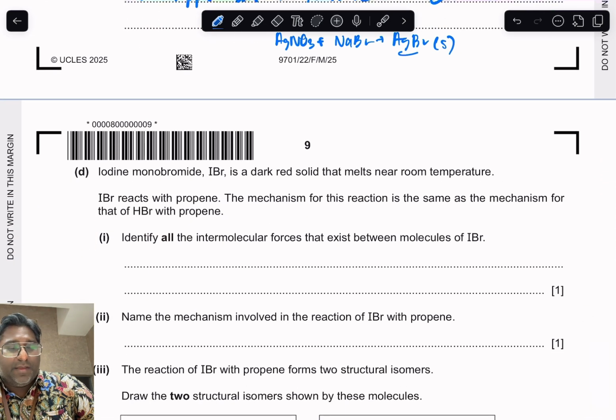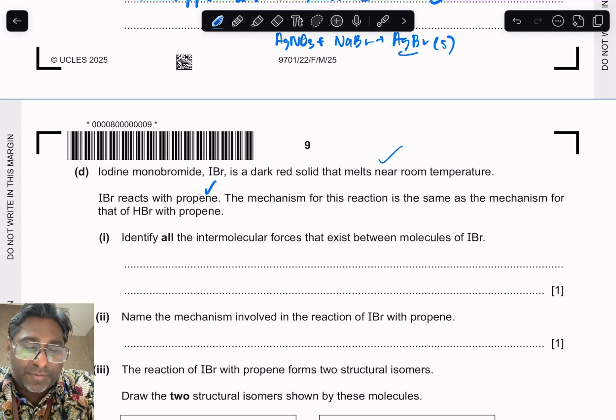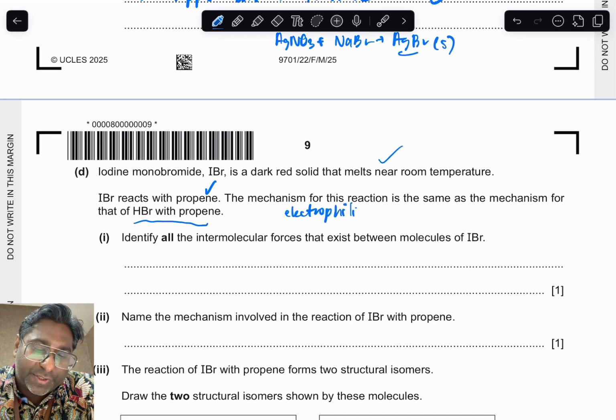Now, next. Iodine monobromide is a dark red solid that melts near room temperature. IBr reacts with propene. The mechanism is the same as HBr with propene. So this one we are talking about electrophilic addition.